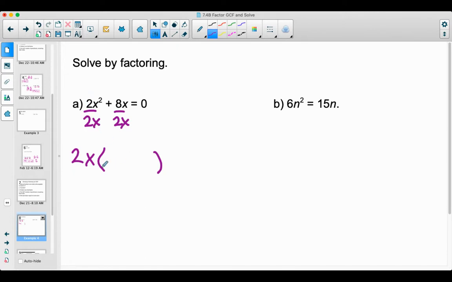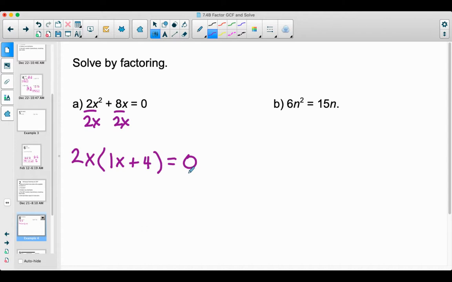So 2 divided by 2 is 1. If I have two x's and I take one of them out, I have 1 left over. And then I carry my plus sign down. And then 8 divided by 2 is 4. And then if I have an x and I take an x out, I don't have any left. So this is what I am left with. I have now factored out that GCF and it is equal to 0. So those were steps 2, 3, and 4.